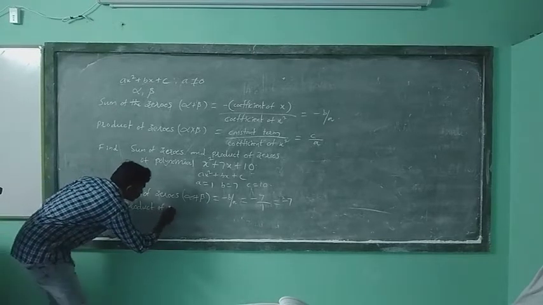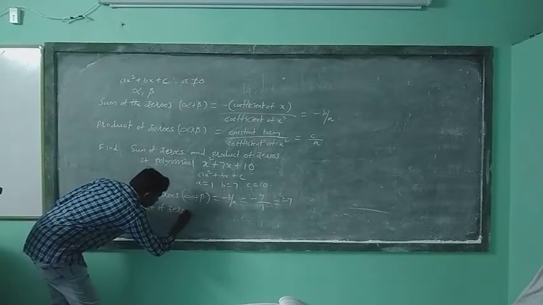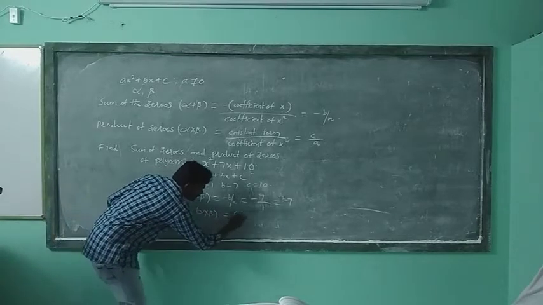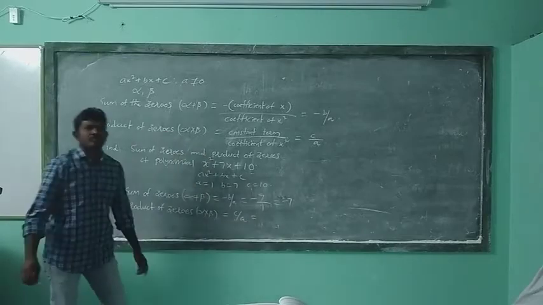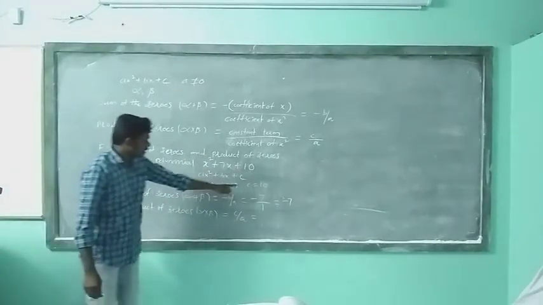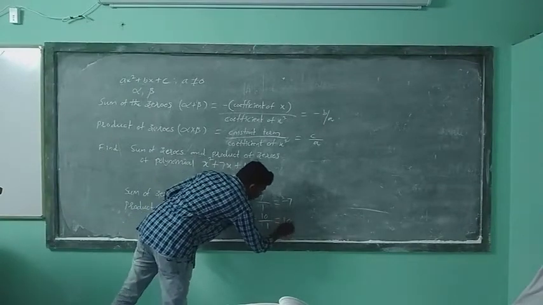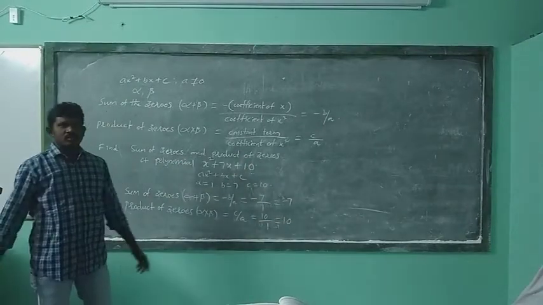Next, the product of zeros, alpha into beta. The formula is c by a. Here the c value is 10 and the a value is 1, so 10 by 1 equals 10.